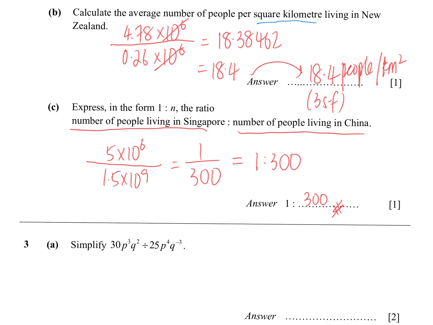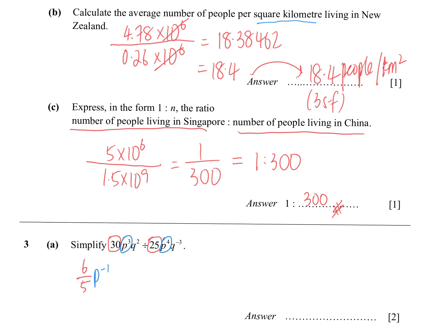Okay, done? Okay, next one. We do it part by part. 30 divided by 25. If you want, you can just key it into the calculator. The calculator will give you 6/5. Next one, P cube divided by P4. You subtract the power. It gives you P minus 1.